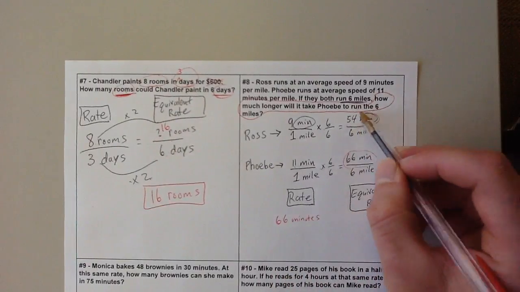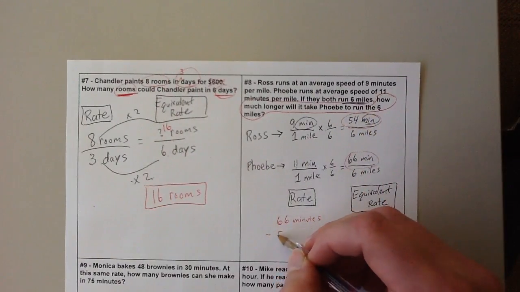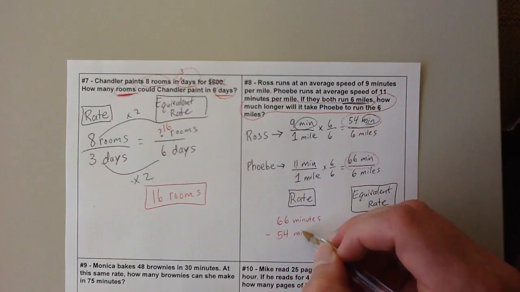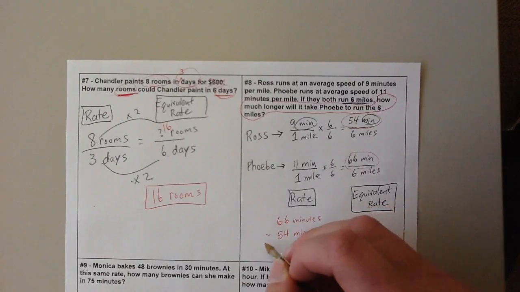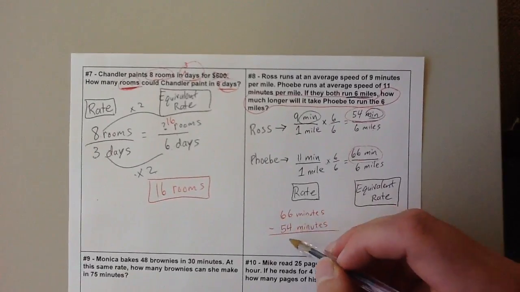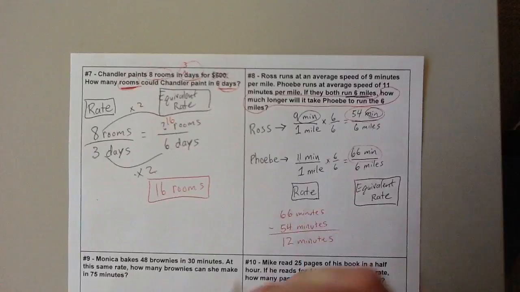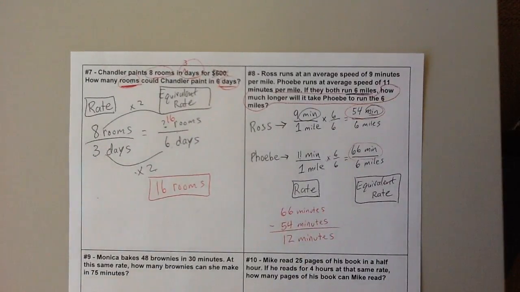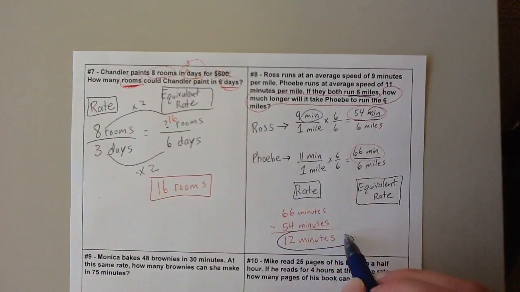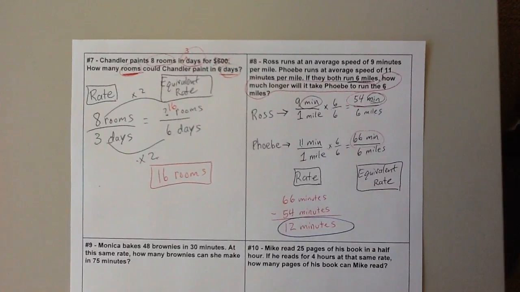How long does it take Ross? It takes Ross 54 minutes. I need to subtract and find the difference. Find the difference between their times. 66 minutes minus 54 minutes is 12 minutes. Right, so how much longer does it take Phoebe to run the 6 miles? It takes her 12 minutes longer to run the 6 miles.